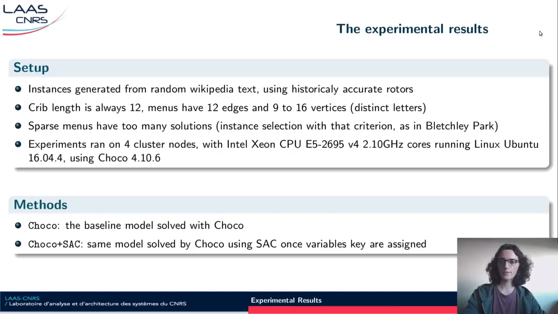Finally, we ran some experiments using random text from Wikipedia and enciphering them using historically accurate rotors. We used a crib of size 12 with different number of cycles in the menu and the number of nodes in the menu ranging from 9 to 16. Some menus have too many solutions, in which case they could not be solved, and those sometimes were discarded in the instances. And so the two methods we compare are Choco alone, the first model we presented, and the same model with the addition of Singleton Arc Consistency that we talked about earlier.